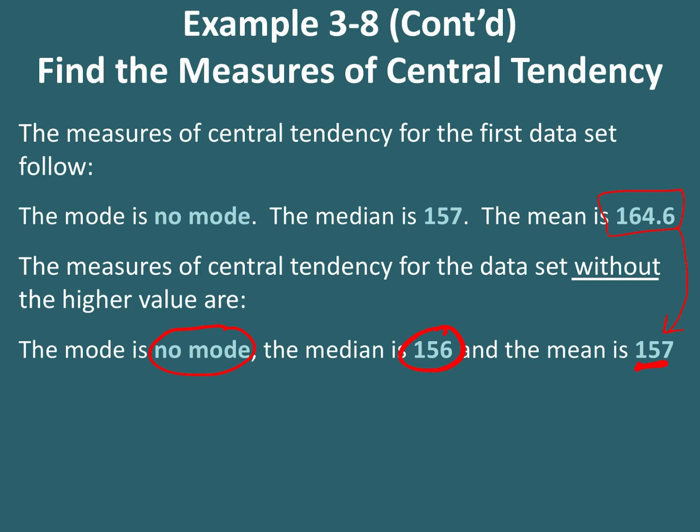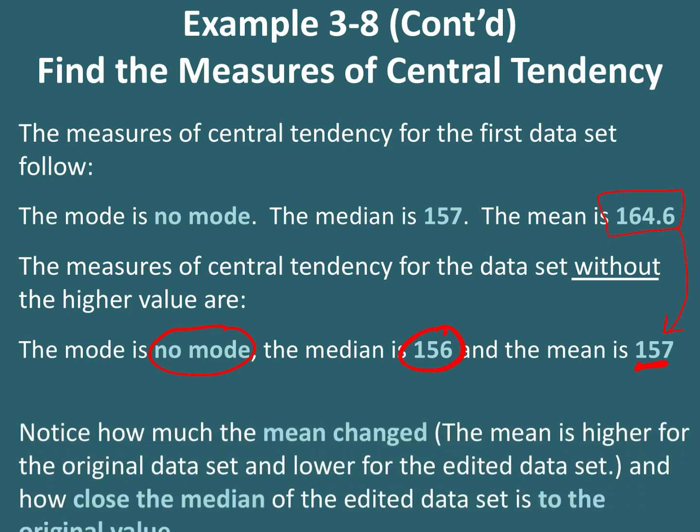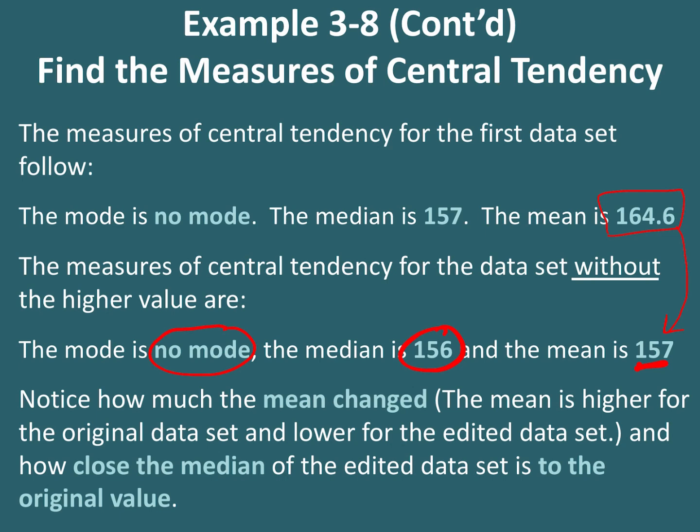Here's an example of how mode and median are resistant, but mean is not. Mean has a striking difference from the previous list to the edited list without the outlier. So again, notice how much the mean changed, and how close the median stayed the same and the mode stayed exactly the same.